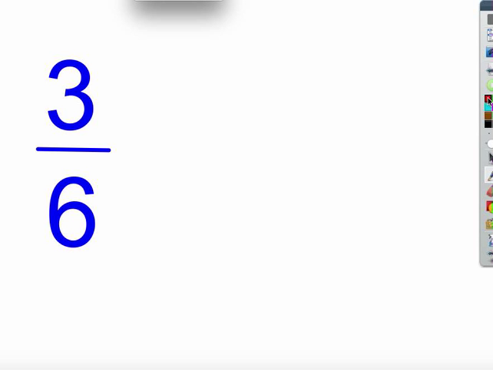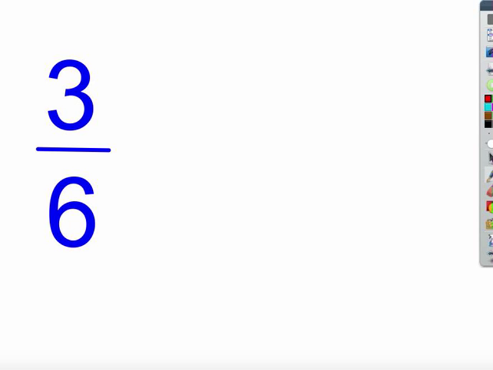Now what I'm going to do is teach you a couple of different methods, and there's tons of different methods out there to simplify or reduce fractions, but probably the two that are the easiest. One way is if you know your multiplication facts really well, and the other way is if you're still having a hard time with your multiplication facts. Alright, so here's the first one, 3/6.